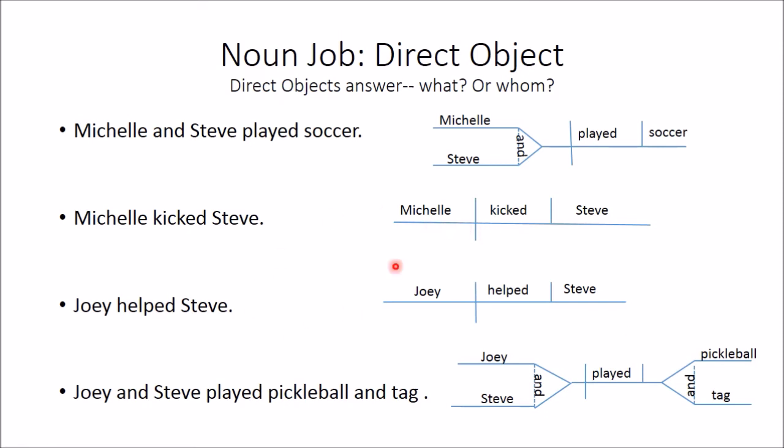Okay, so you can see we just reviewed direct objects, what they are and where they get diagrammed, but we also, along with that, reviewed how to use a conjunction when you have compound subjects and when you have compound direct objects. So we've got compound subject up here with Michelle and Steve, we've got compound subject down here with Joey and Steve, and then we've got compound direct object down here with pickleball and tag. So these are all things you need to know. If there's something on the test about compound direct object, you need to know what that means. It means there are 2 or more direct objects connected by a coordinating conjunction.